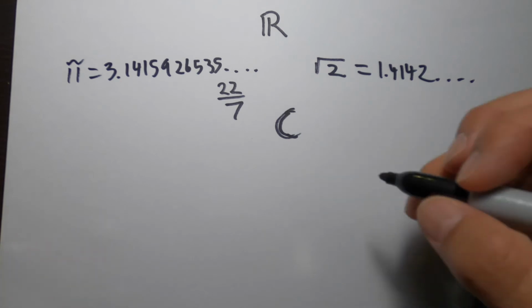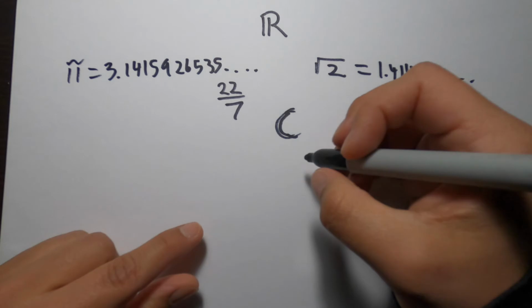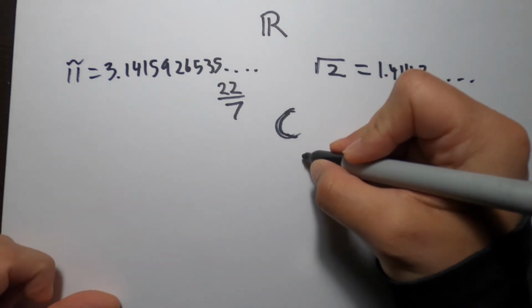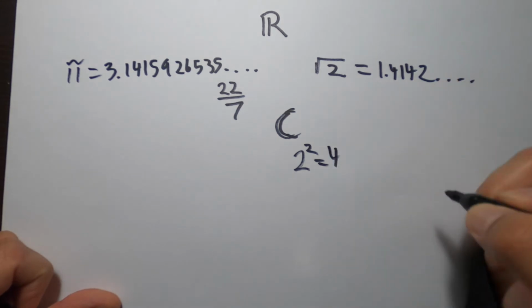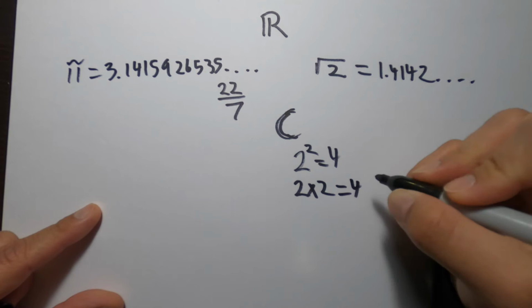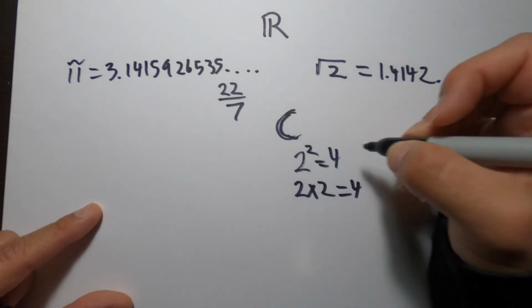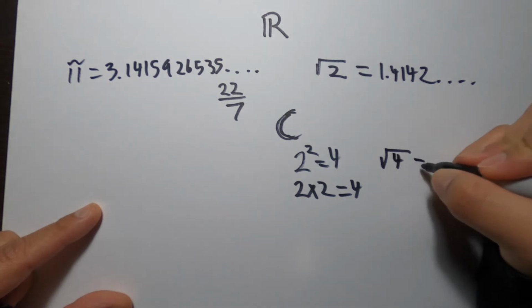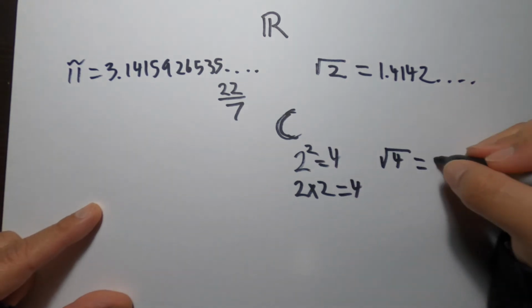But just a quick example of complex numbers, sometimes called imaginary numbers. If we have 2 squared, that's going to equal 4, because you're pretty much saying 2 times 2 equals 4. That's what this means. Now, the square root of 4 is going to be 2.